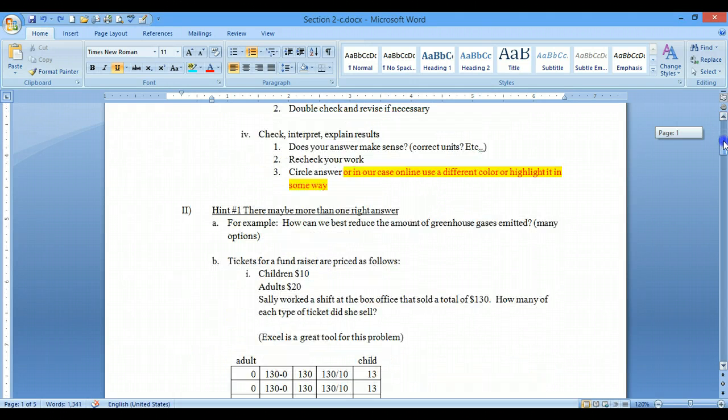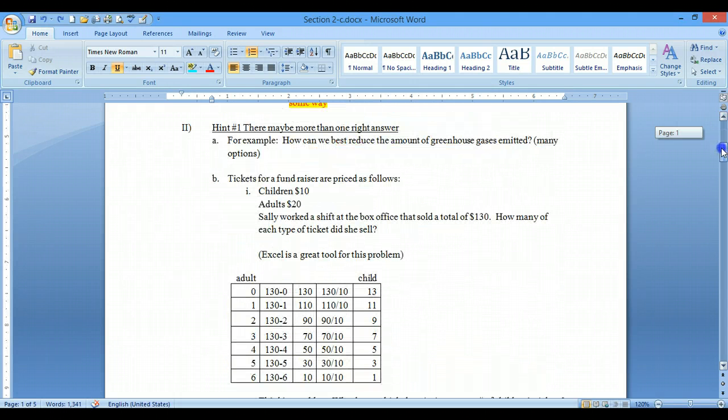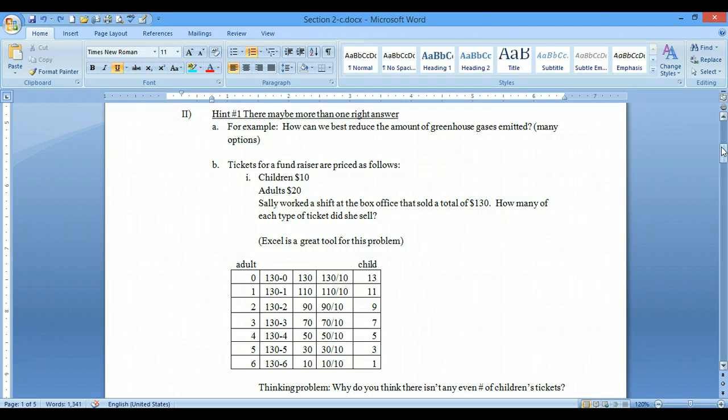Hint number 1. There may be more than one right answer. For example, if you have the question, how can we best reduce the amount of greenhouse gases emitted? There's lots of different options and everyone definitely has their opinion.